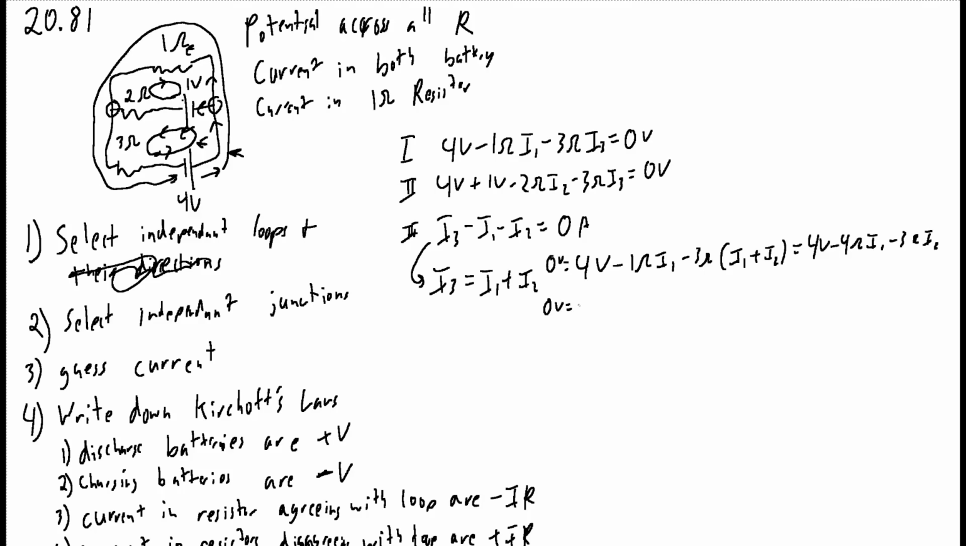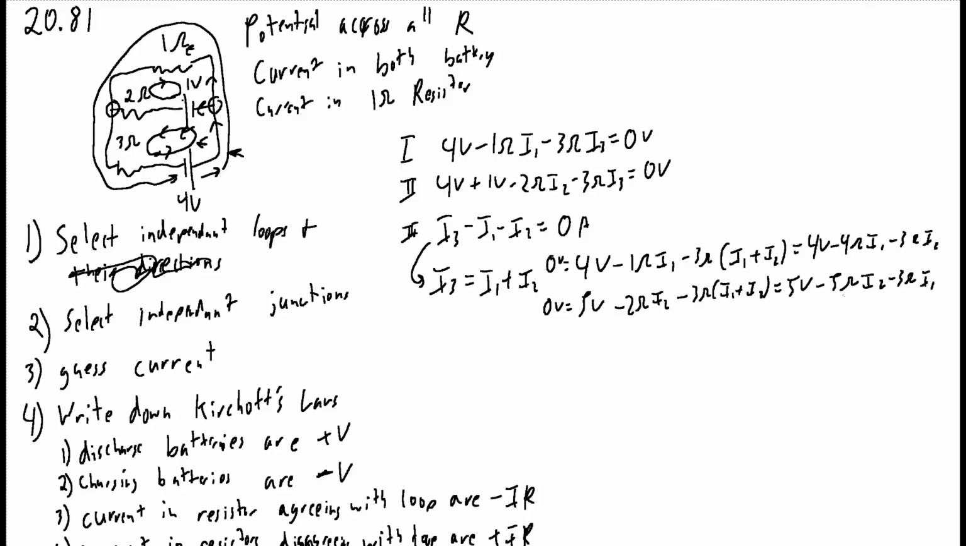0 volts is still equal to, well, 4 plus 1, that's 5, so 5 volts minus 2 ohms I2 minus 3 ohms I1 plus I2. And so, expanding this out and collapsing down, we have 5 volts minus 2 minus 3, which is minus 5 ohms I2, minus 3 ohms I1.